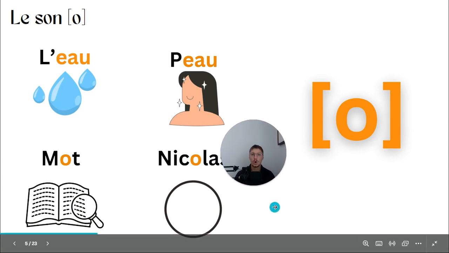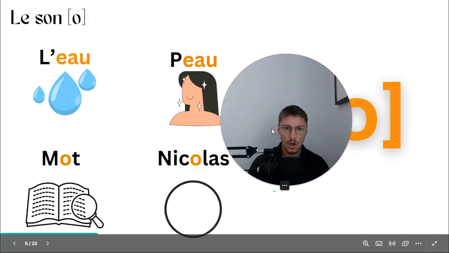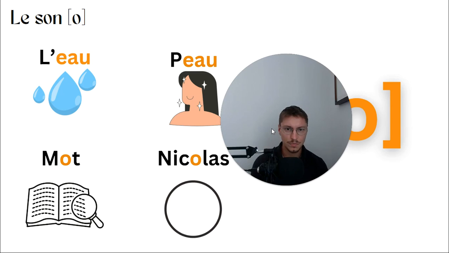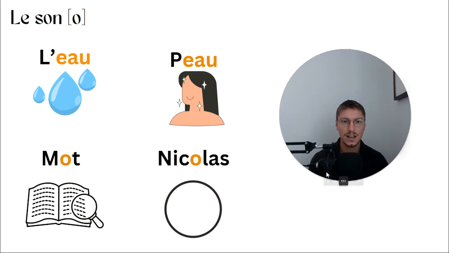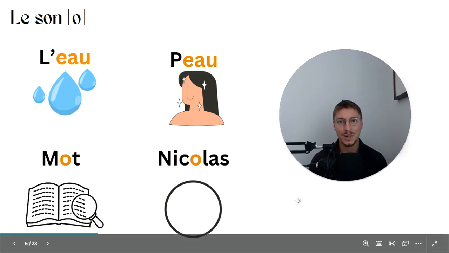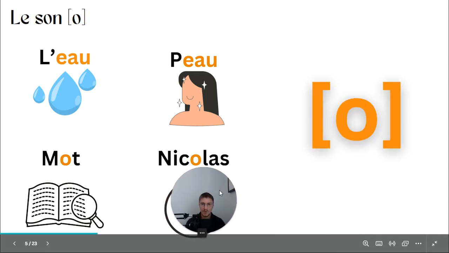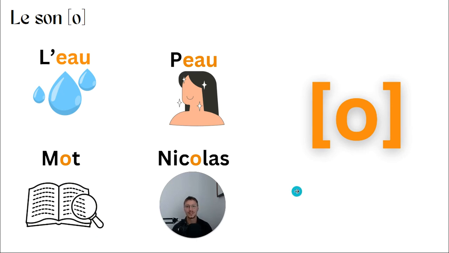It's just the sound O. That's it. I think almost every language in the world probably has this one. It's very easy. I don't think I have to explain to you how to make the sound O. Oh, sorry, I had planned to put my face here. Okay. Donc, O.